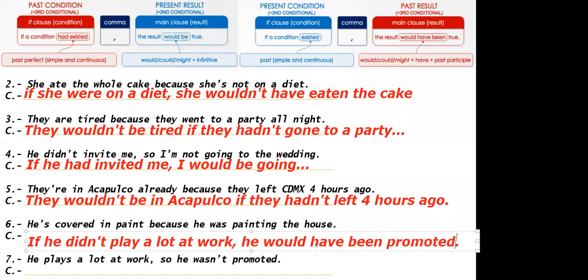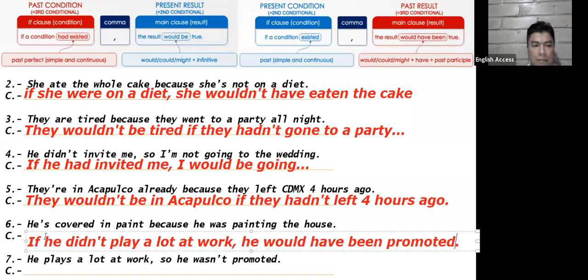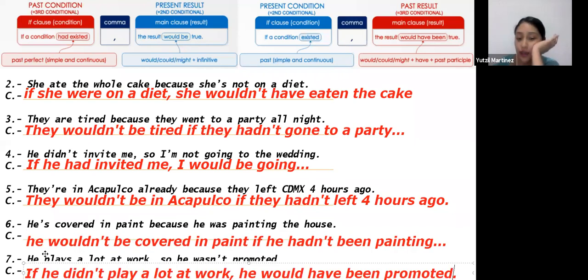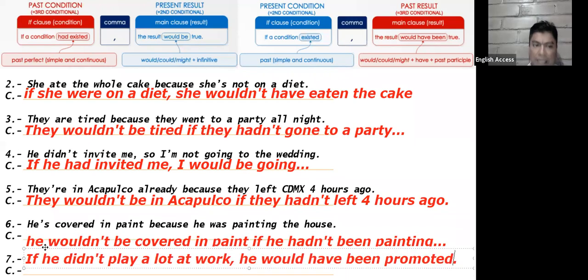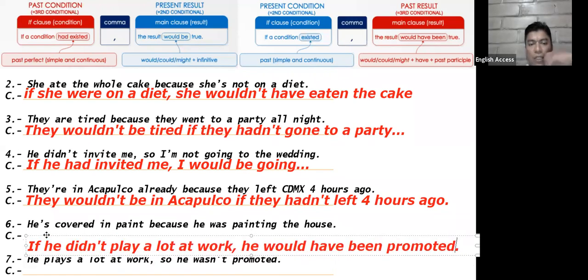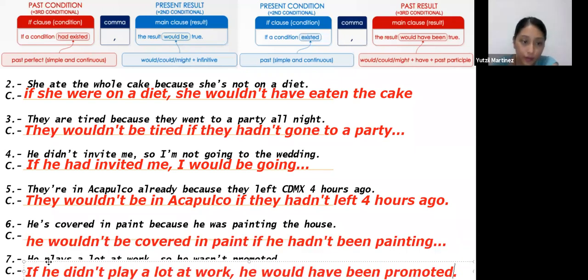It could be first: he would have been promoted if he didn't play a lot at work. Yes, you can say that too. You can change the order of the sentences. Any questions, guys?